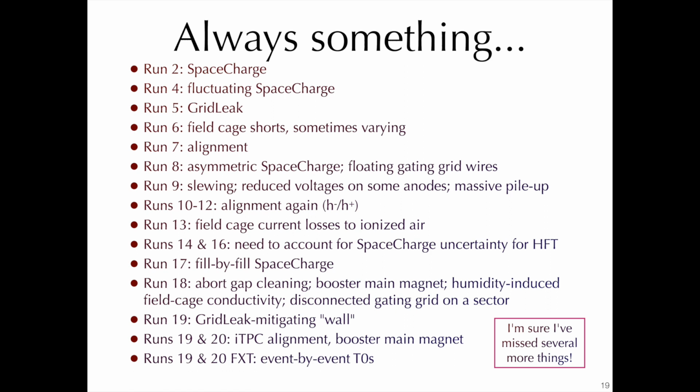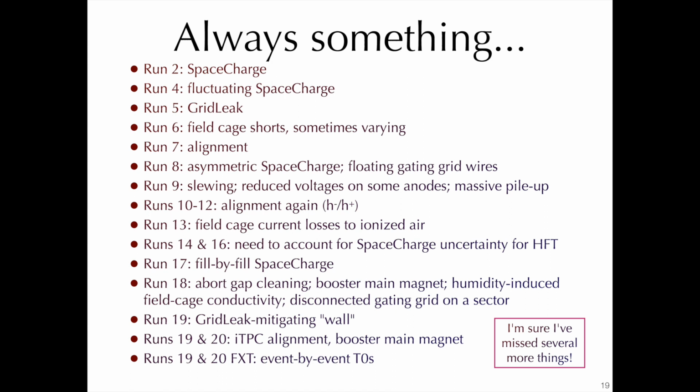We had difficulties with doing the alignment in run 7 towards run 8, and then we realized that still wasn't right and came back to it between runs 10 and 12, and we had to do alignment again now with the iTPC here before runs 19 and 20. We had to deal with the fact that when we have asymmetric colliding systems, we have different deposition of ions in the TPC on one half versus the other, so that leads to an asymmetry in space charge. We saw places where the gating grid wires weren't all at the right voltage, and so we actually do have ions leaking through the gating grid at places where gating grid wires were floating.